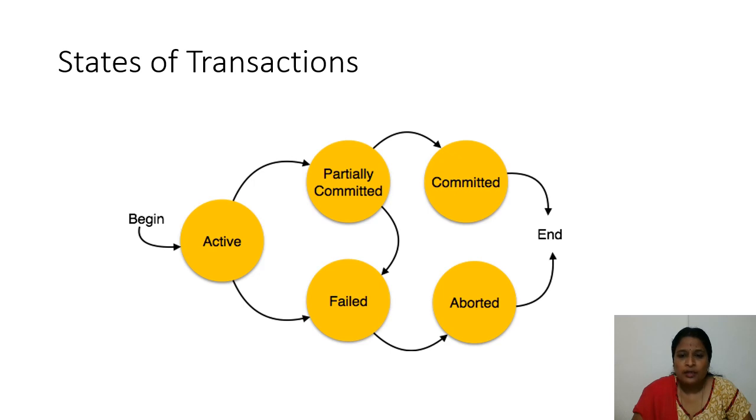As you have seen, we have two outcomes from partially committed. One is committed, the second is failed state. So if the recovery system check fails, then that particular transaction is moved to failed state. From failed state, the transaction is moved to aborted state. Here, all the read and write commands which happened during active state will be rolled back and the transaction is made to go out of the life cycle of the transaction.